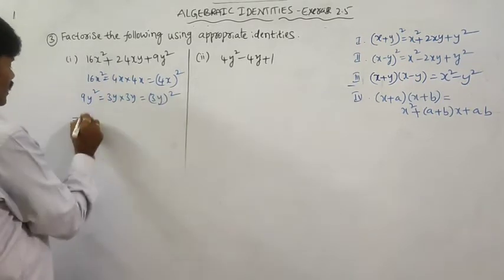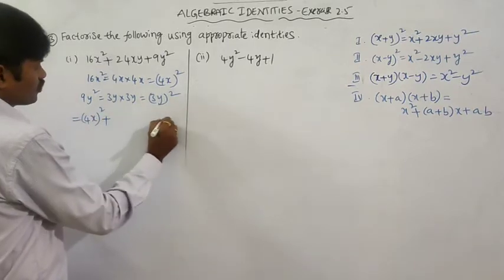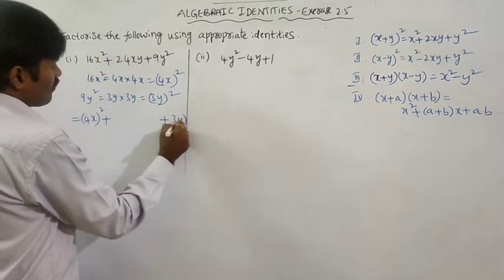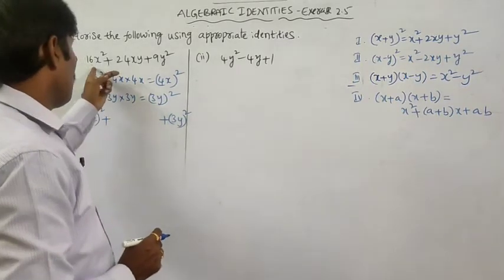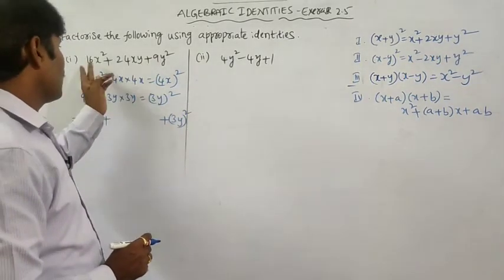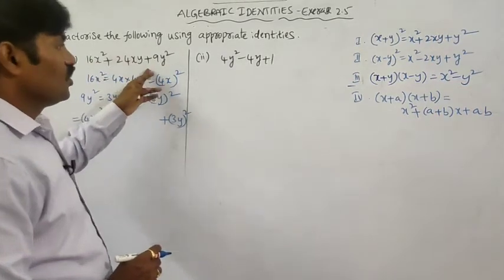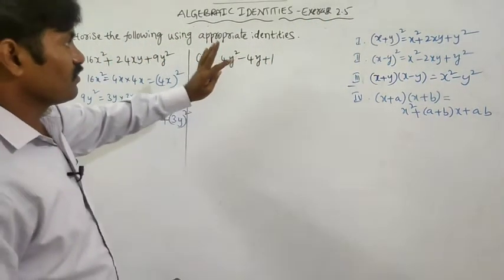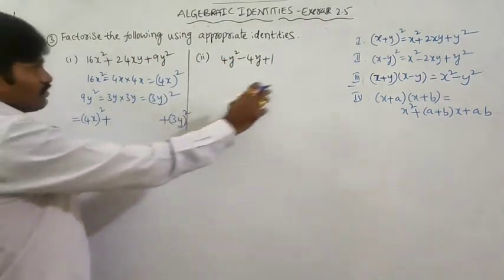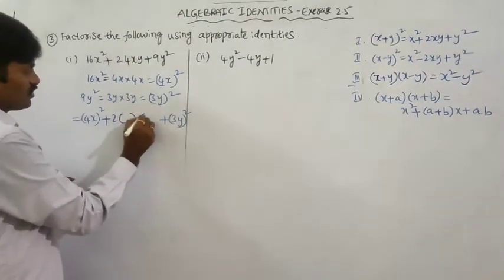So finally this can be written as first term 4x whole square, plus the middle term, and the last term is 3y whole square. Now think about this. All the signs are positive, and the first and last terms are perfect squares among these three terms. So which is the suitable identity? Obviously the first one. It is in the form of x square plus 2xy plus y square, so the middle term should be 2xy.